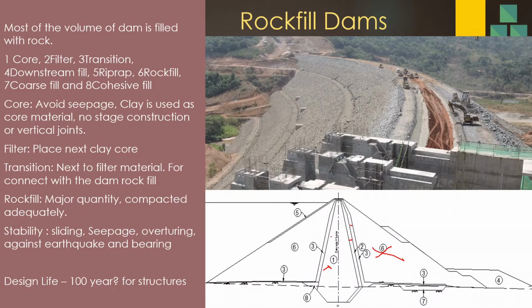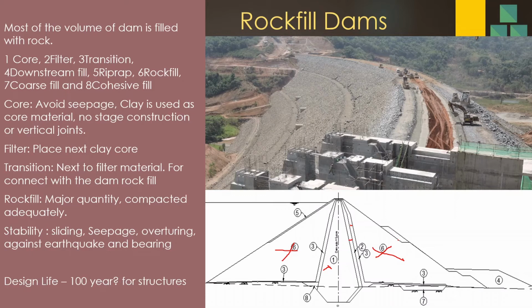Upstream, usually you don't have a filter because the water is in direct contact. So water coming this way, no need to have a filter because that way water is getting into the dam. But downstream, you need a filter to avoid the washout of the clay core. So here you have the rockfill. Most of the volume of the dam will be taken by the rockfill.